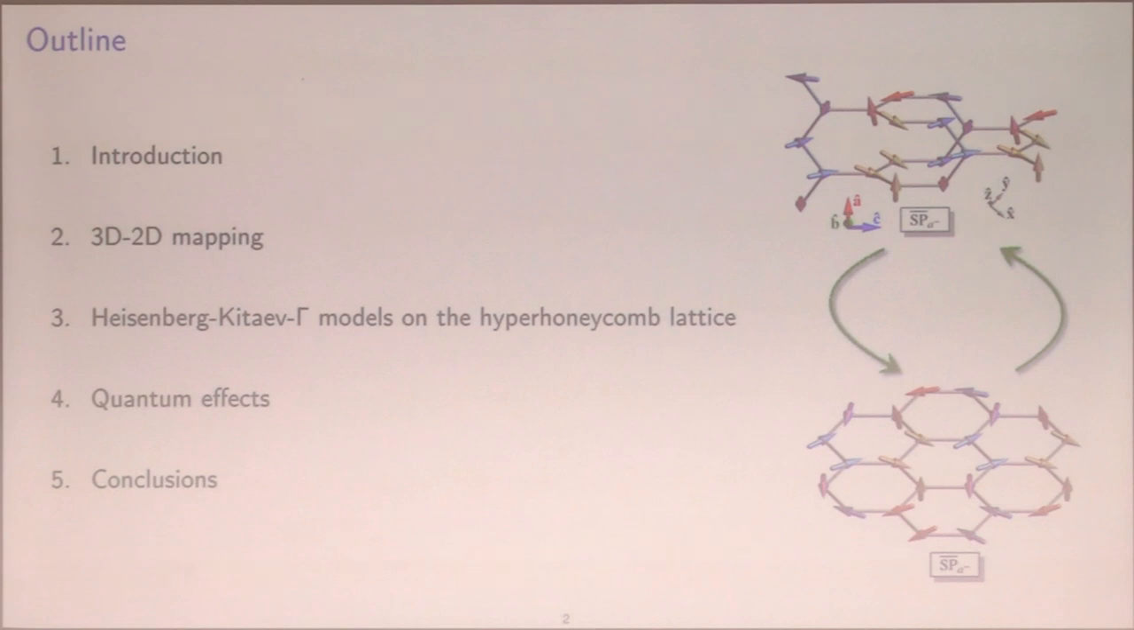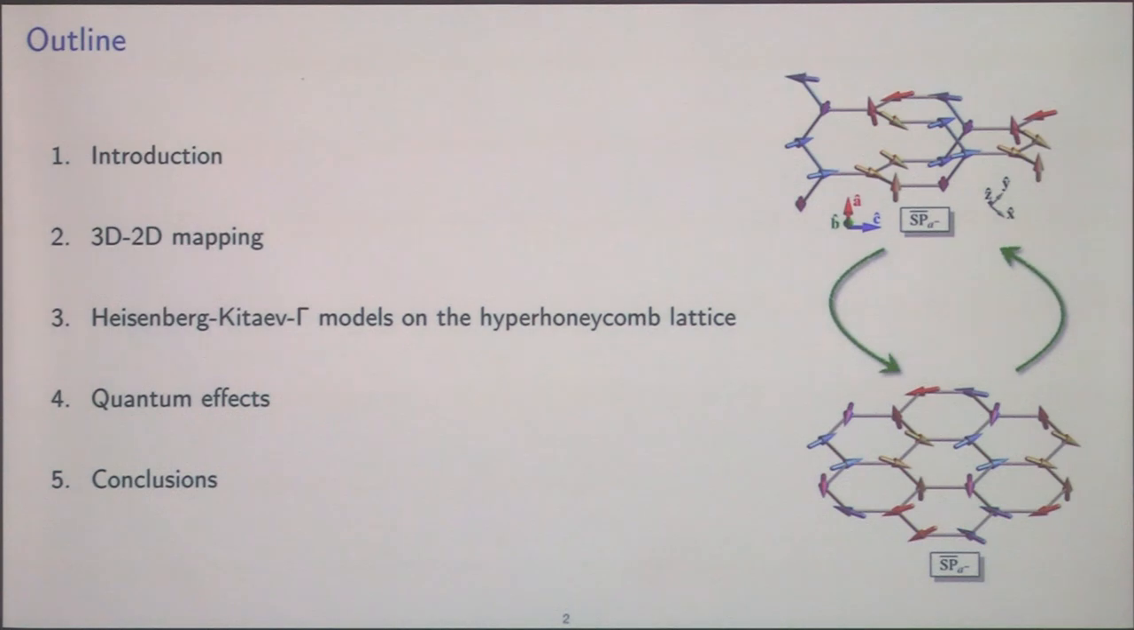This mapping applies exactly in the classical limit under certain circumstances that I will explain, but not exactly once quantum fluctuations are taken into account. And if I have time left, then I will discuss a little bit of what quantum effects do to this 3D to 2D mapping.